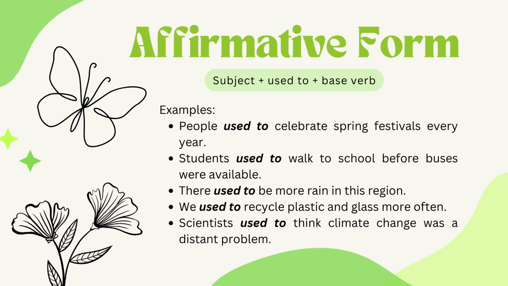Here are more examples of positive sentences with used to. People used to celebrate spring festivals every year. Students used to walk to school before buses were available. There used to be more rain in this region. We used to recycle plastic and glass more often. Scientists used to think climate change was a distant problem. As you can see, all of these describe past habits or facts that have changed.